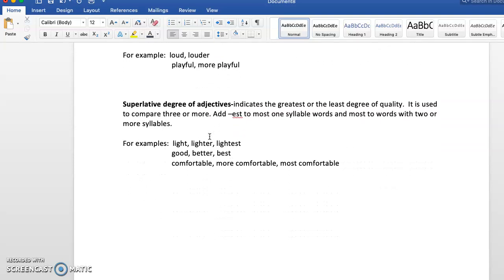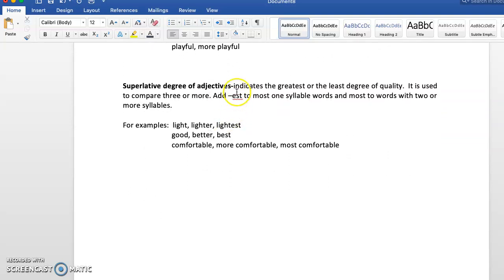Also, the superlative degree of adjectives indicates the greatest or the least degree of quality. It is used to compare three or more. We add an EST to most one-syllable words and most to words with two or more syllables. So if we're comparing three or more things, we're going to use EST, or we're going to add a most before it. So we have the word light.